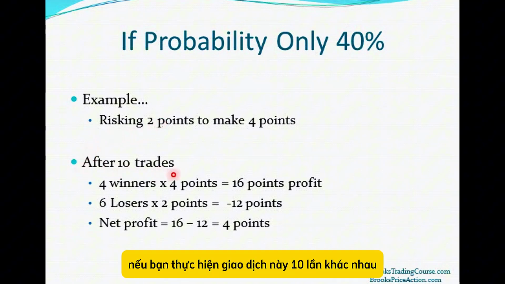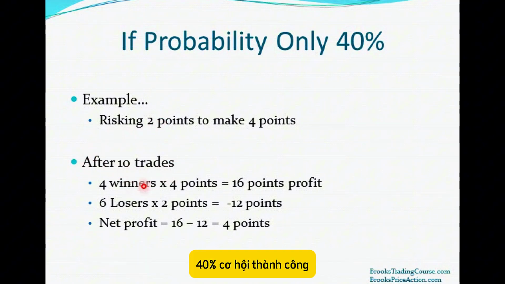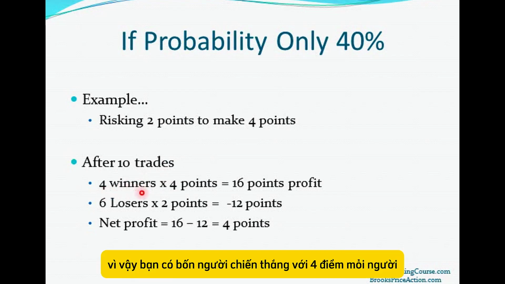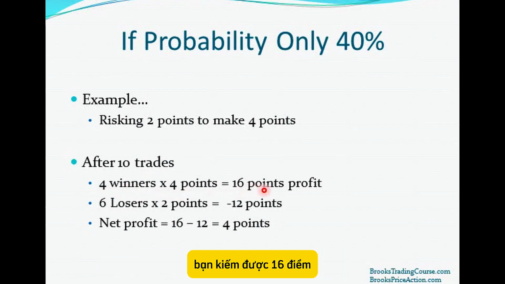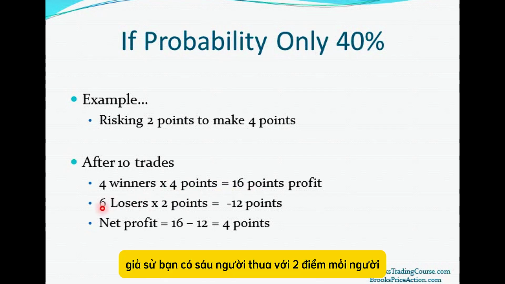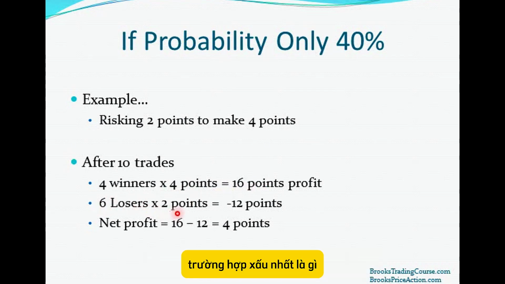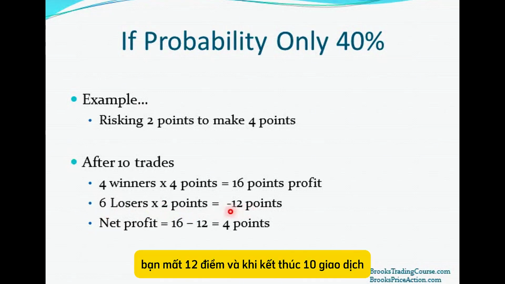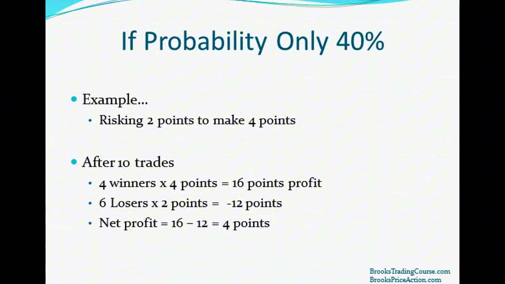If you take this trade 10 different times, with a 40% chance of success, you have 4 winners at 4 points each, so you make 16 points. Let's say you have 6 losers at 2 points each, which is a worst case scenario. You lose 12 points. And at the end of 10 trades, you have a net of 4 points profit. So it's a positive trader's equation.